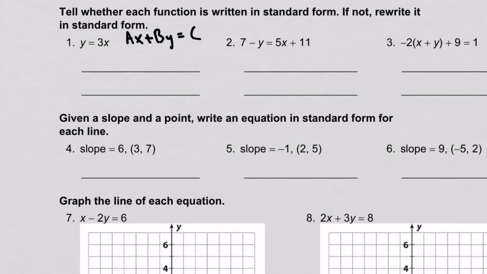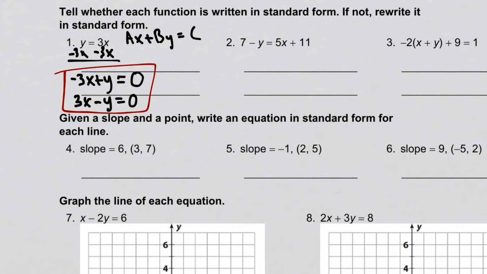What I'm going to do is move the 3x over to the left side by subtracting it. So I could get negative 3x plus y is equal to, when I subtract 3x minus 3x, nothing's left, 0. And that's it. That's standard form. Now remember, sometimes we are picky about it and we want the first coefficient to be positive. So if you want to write it with the first coefficient positive, you would write 3x minus y equals 0, which is the same thing. Both of those are correct. Okay, let's look at number 2.